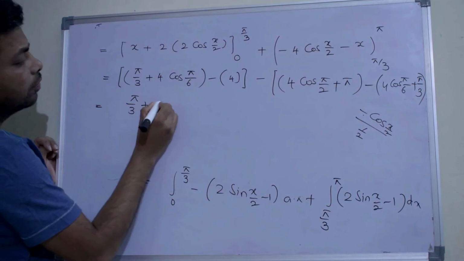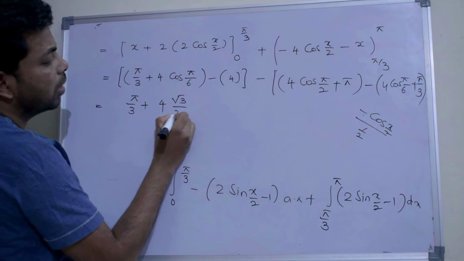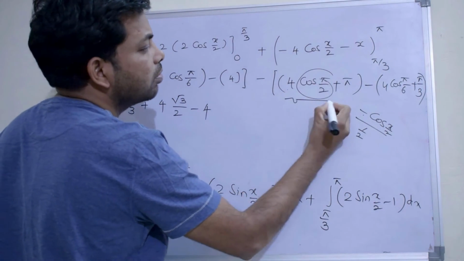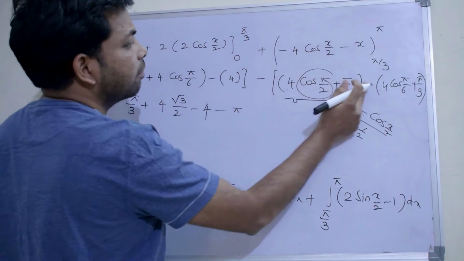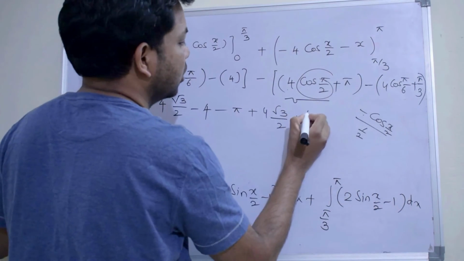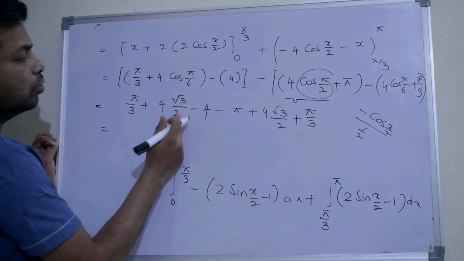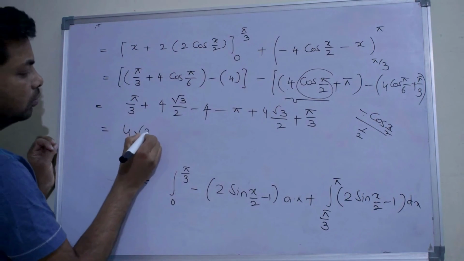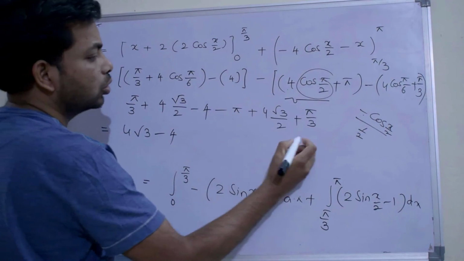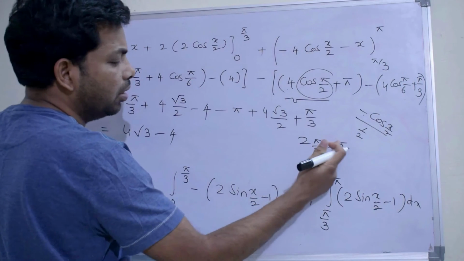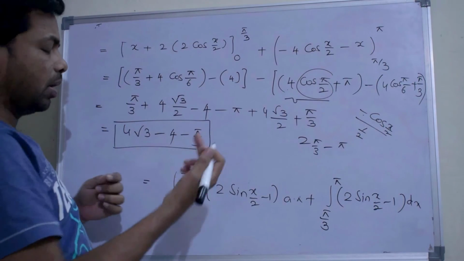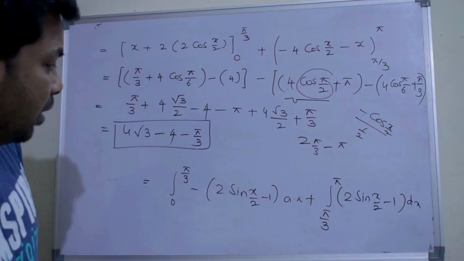Pi by 3 plus 4 cos pi by 6, value root 3 by 2, minus 4, and taking minus inside, cos pi by 2 value 0. So 4 into 0 will become 0. So minus pi, and minus of minus plus 4 cos pi by 6, value root 3 by 2, and plus pi by 3. So this is equal to 4 root 3 by 2 plus 4 root 3 by 2, which is 4 root 3. Then I copy this number minus 4, and pi by 3 plus pi by 3, 2 pi by 3 minus pi. So 2 pi minus 3 pi, that is minus pi by 3. So 4 root 3 minus 4 minus pi by 3 is the value of the given definite integral.